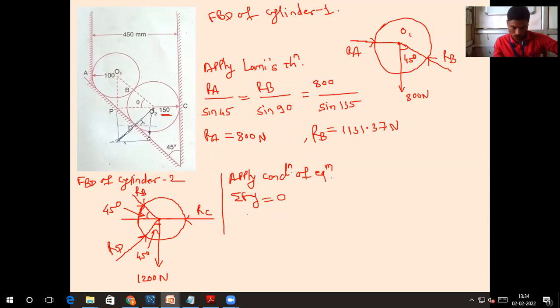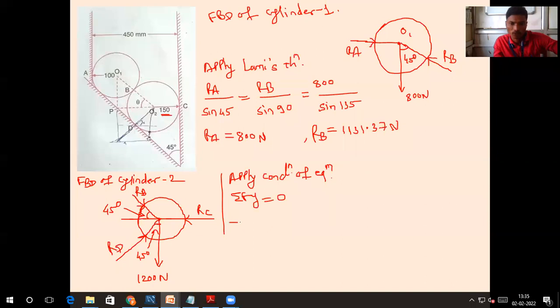Let us go now. RB we have calculated as 1131.37. Tell me the y component of reaction RB. Is it going towards the positive y axis or the negative y axis? Negative y-axis. It should be negative.